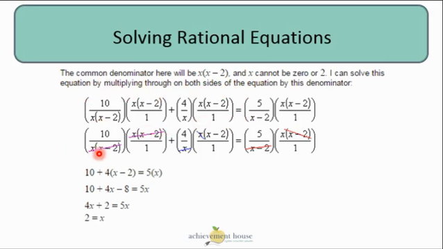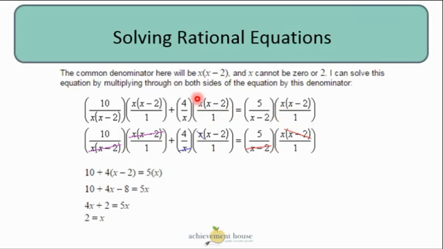So I need a common denominator between all of these terms. The common denominator here will be x times x minus 2, where x cannot be 0 or 2. Obviously, those are the excluded values. So I'm going to multiply the first one by x times x minus 2 over 1. And then I'm going to multiply the second one by x times x minus 2 over 1, and the third one by x times x minus 2 over 1.